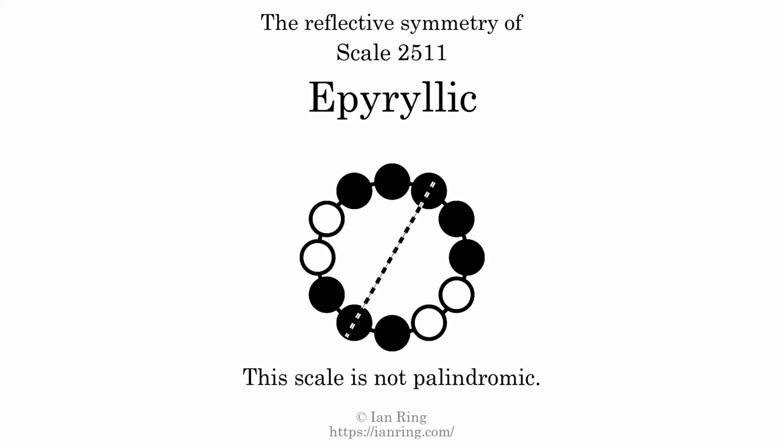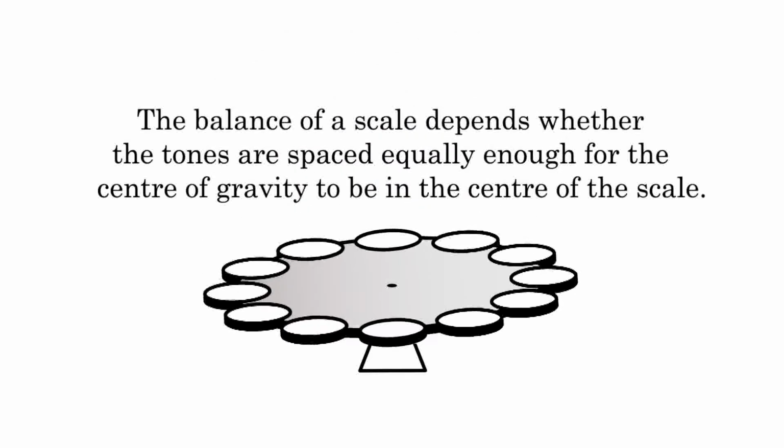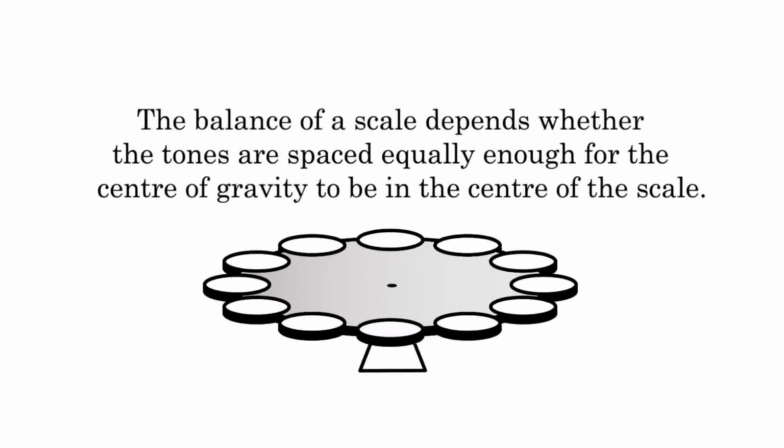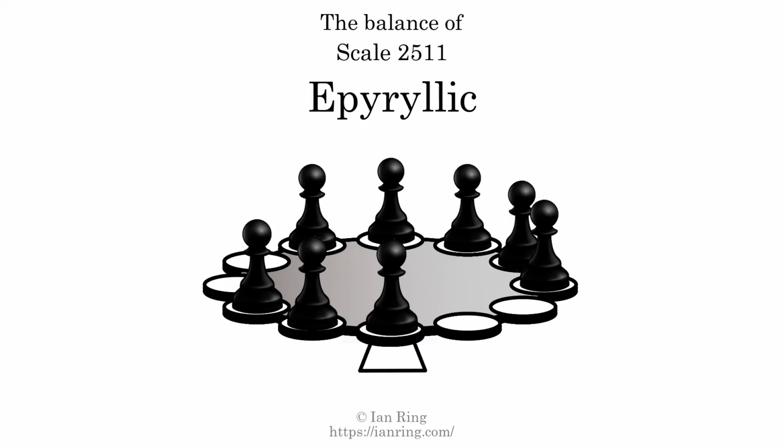This scale has reflective symmetry across an axis positioned 1 semitone from the root. This scale has a different pattern of intervals ascending and descending, so it is not palindromic. This scale has 1 ridge tone here. The balance of a scale depends on whether the tones are spaced equally enough for the center of gravity to be in the center of the scale. This scale is not balanced.